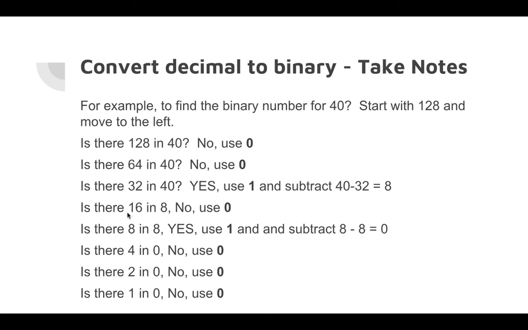I go down to 16. Is there 16 in 8? It's too much. I only need 8, so for 16 I use a 0. Then I go down to 8. Is there 8 in 8? Yes, it's exactly the right amount. So I'll use a 1 for the place value of 8 and subtract 8 from 8, and I get a 0. So that's pretty much it. I don't need the 4, the 2, and the 1.